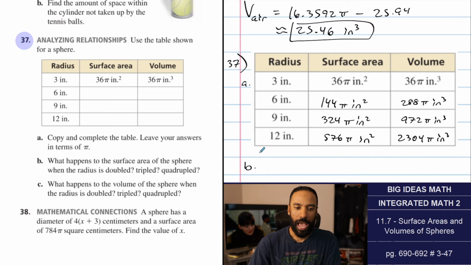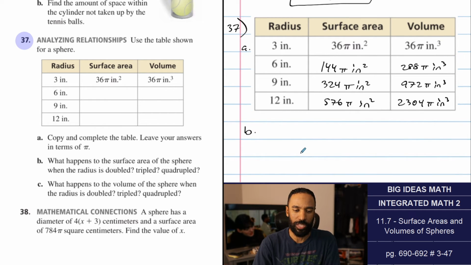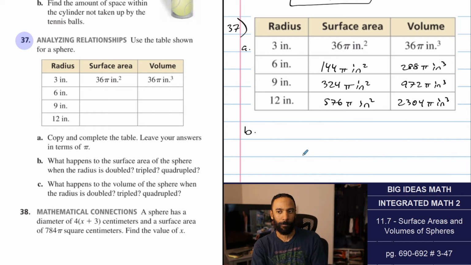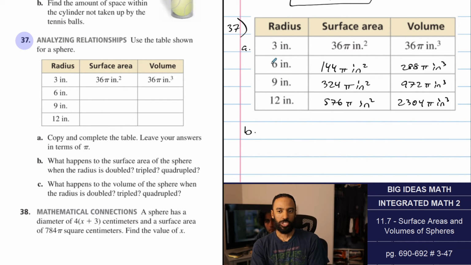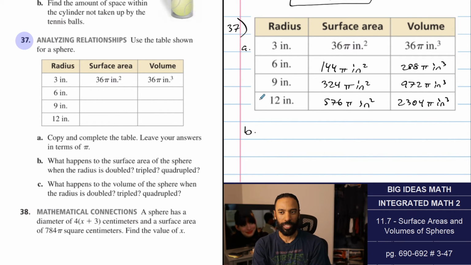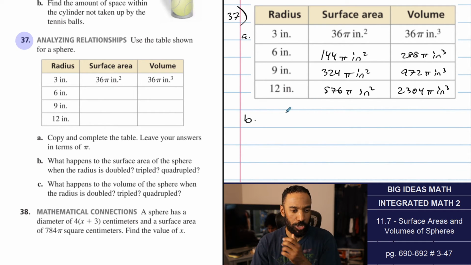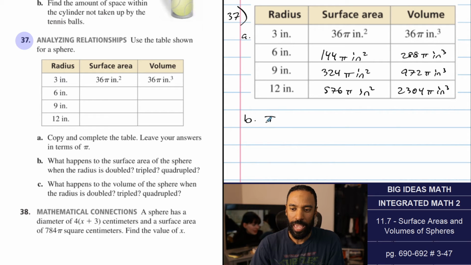Part B. What happens to the surface area of the sphere when the radius is doubled, tripled, quadrupled? This is it doubling, right? That's times 2, and here's times 3, etc. So what happens to these things here? This is doubling, and this gets quadrupled. 36 times 4 is 144. We triple it, suddenly you do 36 times 9. You quadruple it, suddenly this is 36 times probably 16, because you got to square whatever number it is you're talking about. So what happens to the surface area? It becomes the square of that scale factor.